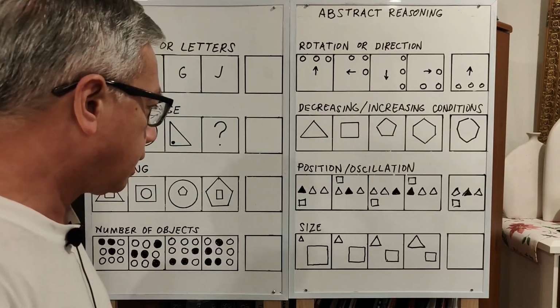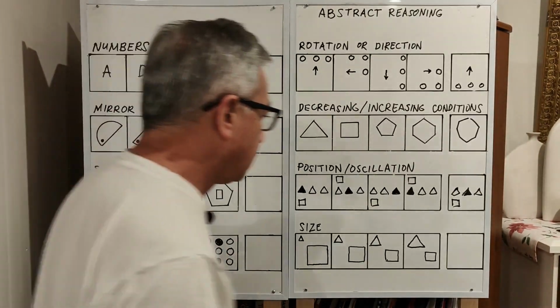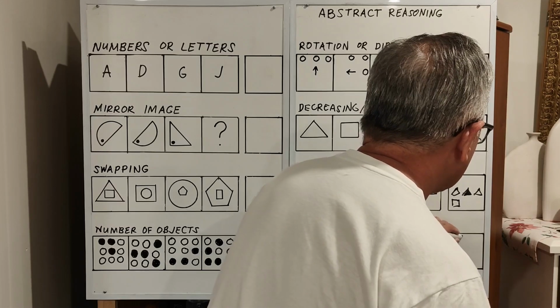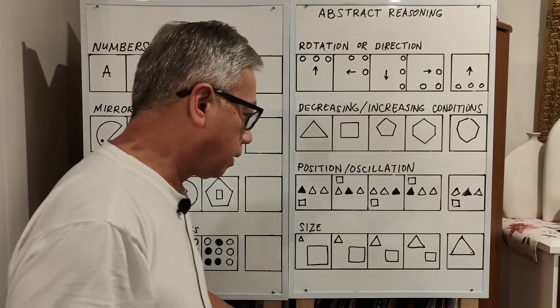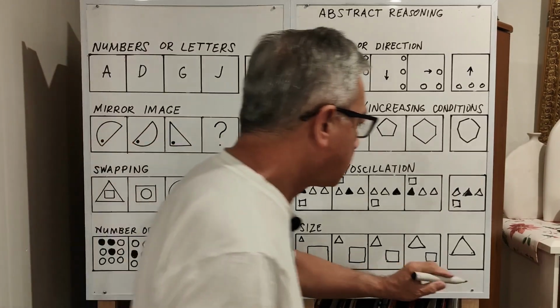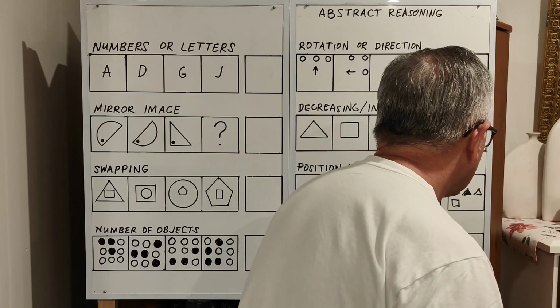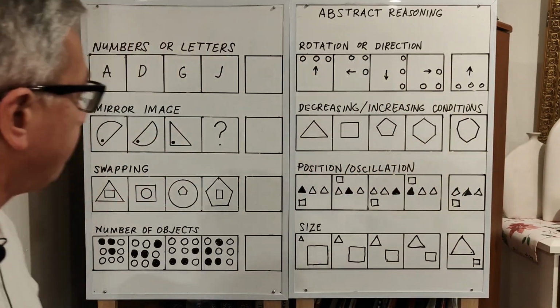Next is the size. The triangles are slowly increasing in size. So what you are looking for is something that has a bigger triangle than the previous one. The squares are decreasing slowly, so what you are looking for is a square that is smaller than this one.